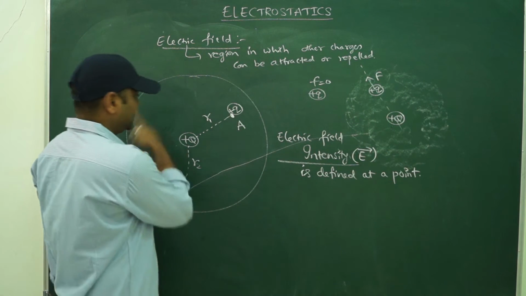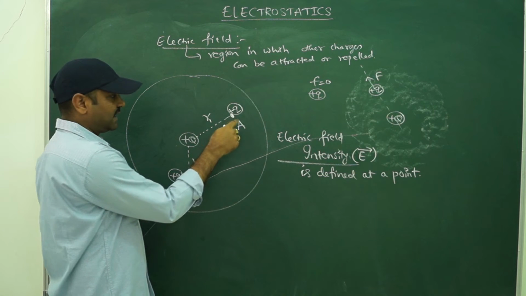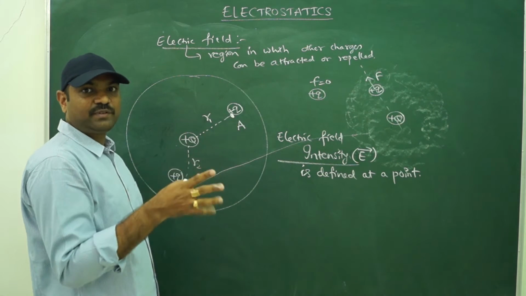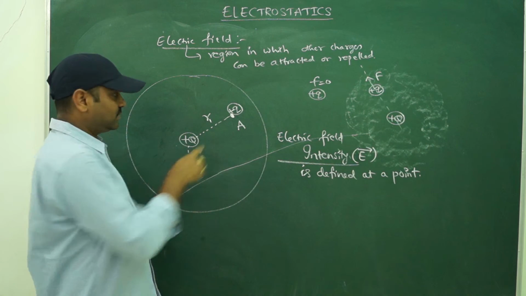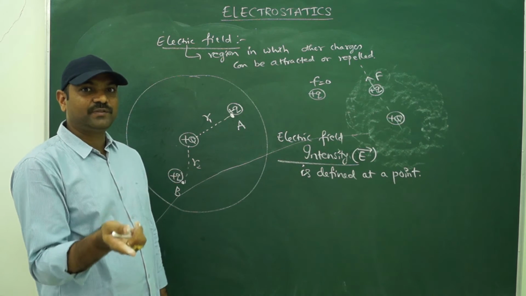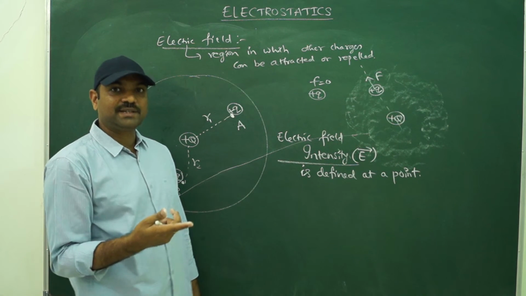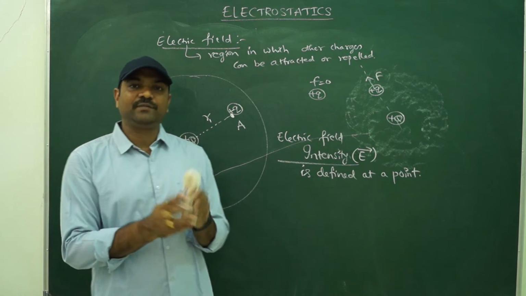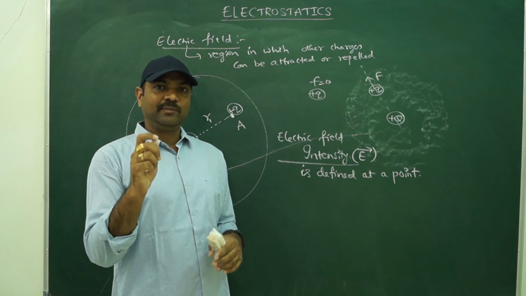So in the field, because I told you, at A point force will be there, B point also force will be there. But there should be some difference between A point and B point. So at A point the property of the field is different, at B point the property of the field is different. That difference is explained by using electric field intensity. That's why it is purely defined as electric field intensity at a point.